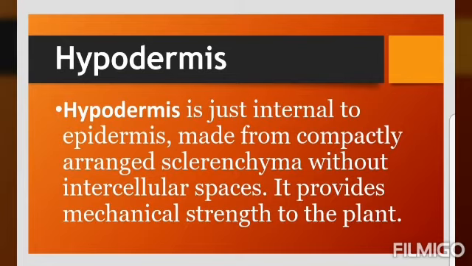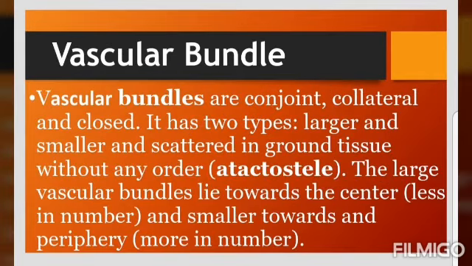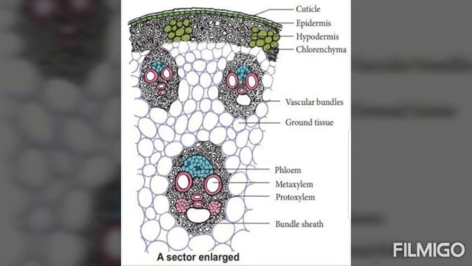sclerenchymatous bundle sheath, and a large conspicuous parenchymatous ground tissue. Vascular bundles are conjoint and closed. Peripheral vascular bundles are generally smaller than the centrally located ones. The phloem parenchyma is absent, and water-containing cavities are present within the vascular bundles.